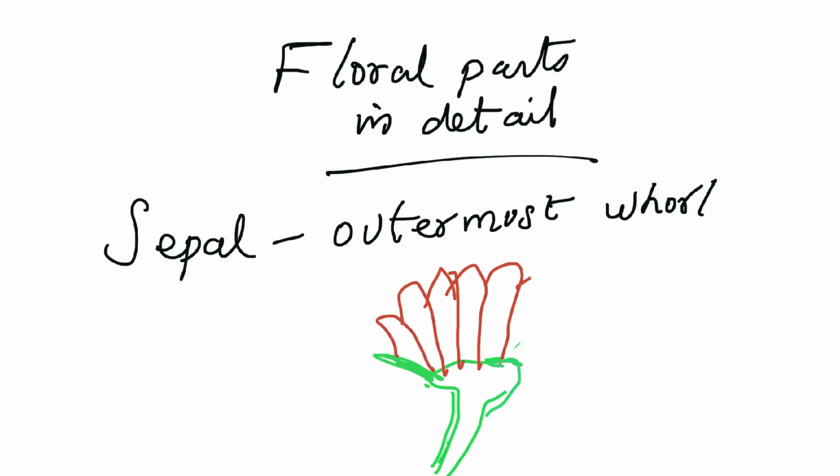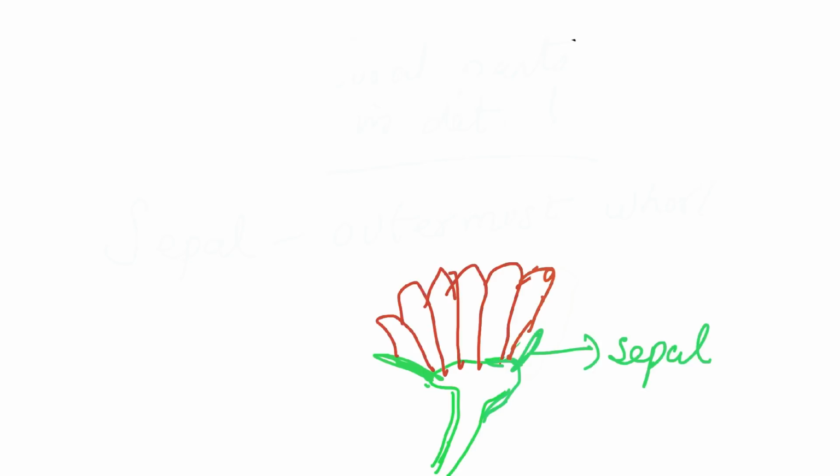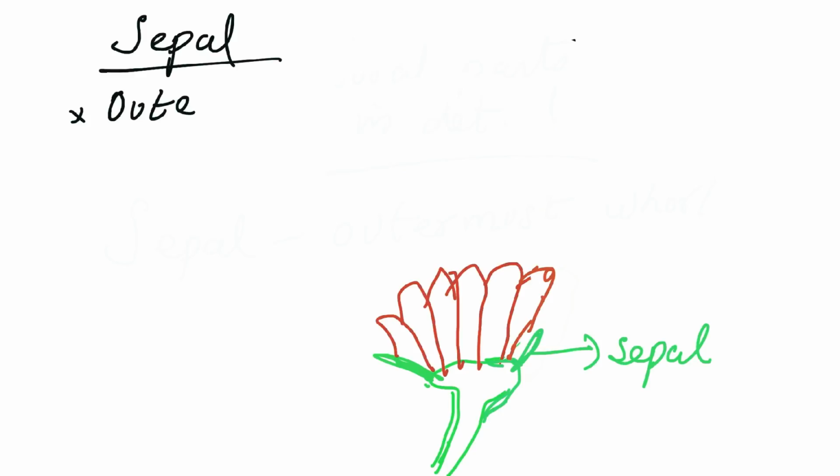It's at the outermost part of the thalamus, that is the part on which the other floral organs are arranged. So sepals are usually green in color. Now let's look at what are the important features of sepals. Of course, it's the outermost of the floral whorls, which means the outermost of the floral organs.